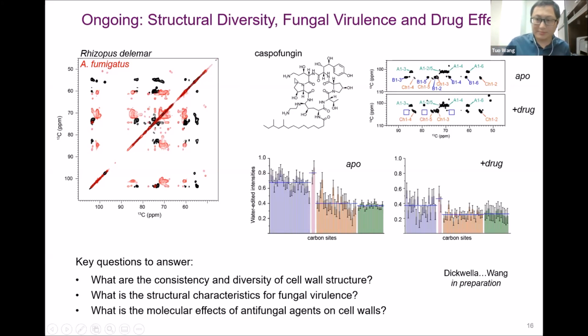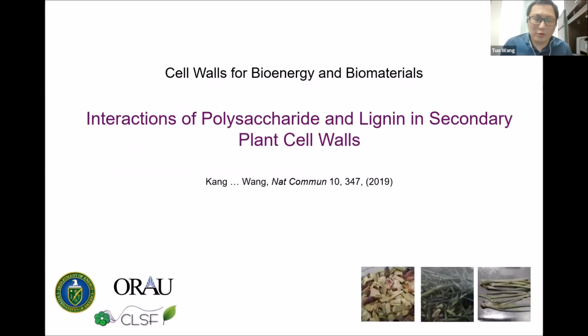So now I will change the flavor to applications with importance to bioenergy and biomaterials, and we will study the interactions between polysaccharides and lignin in plant biomass. And the pictures here show you the samples that we use. They are the stems of maize, the corn, Arabidopsis, and switchgrass.